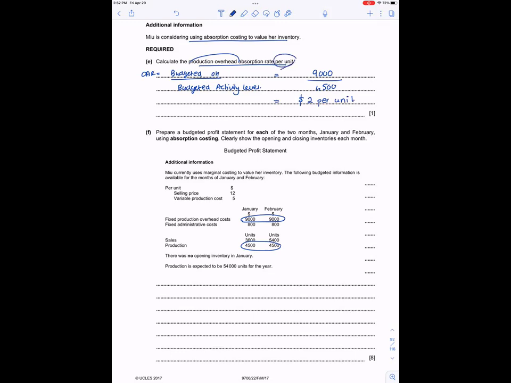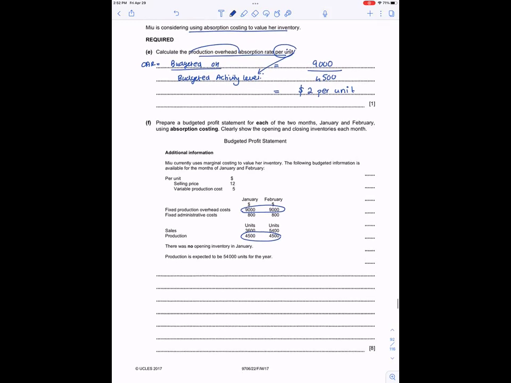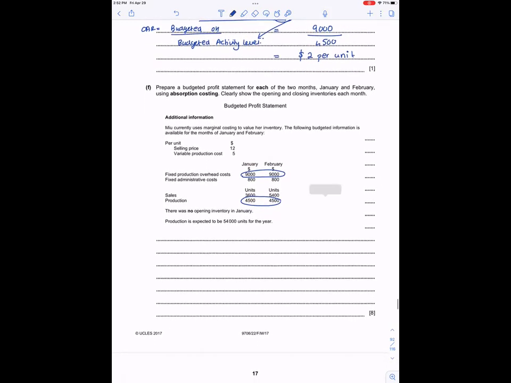Per unit. Why did I take this as activity level? Because they wanted it per unit, and we have no hours also. Are you all with me?